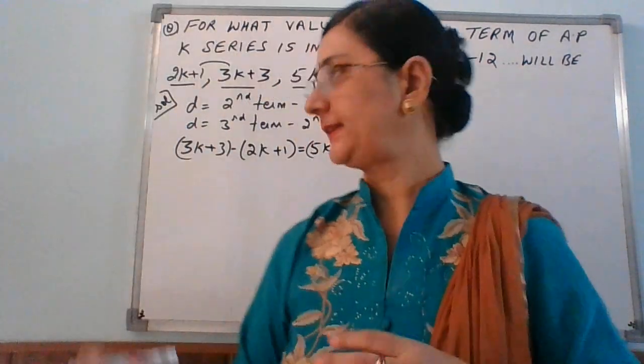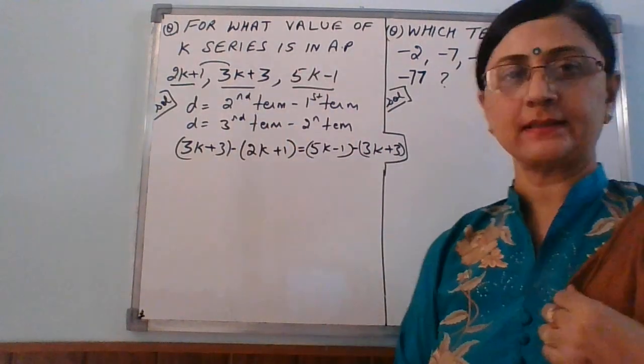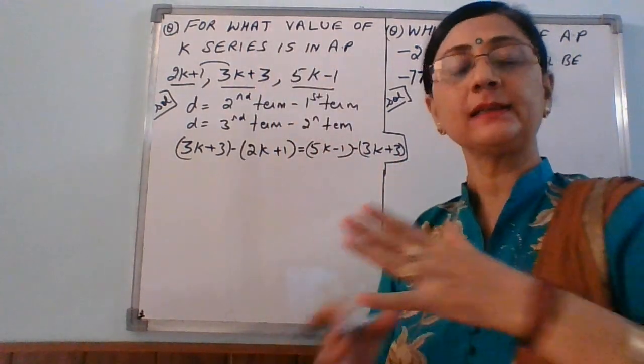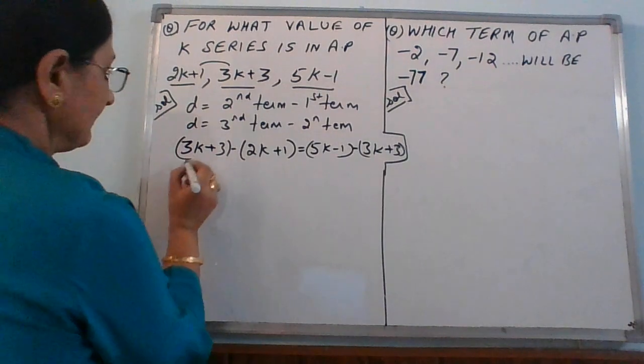हम difference कैसे निकालते हैं? Second term में से first term minus करते हैं और third term में से second term minus करते हैं. So they are equal. क्यों equal हैं? Because they are in AP. Question में लिखा कि AP में है, तो हमने इनको common difference same डाल दिया, right? So let us solve, right?